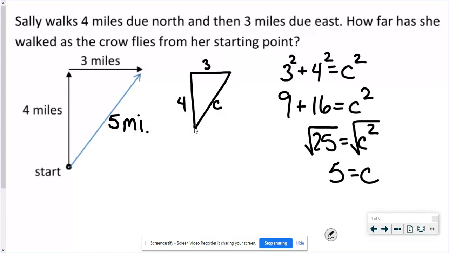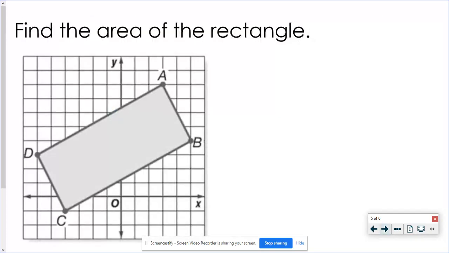Now, speaking of Pythagorean triples, 3, 4, 5 is also a Pythagorean triple. So we could double that and get 6, 8, and 10, or 30, 40, and 50 if we multiplied everything by 10, for instance.